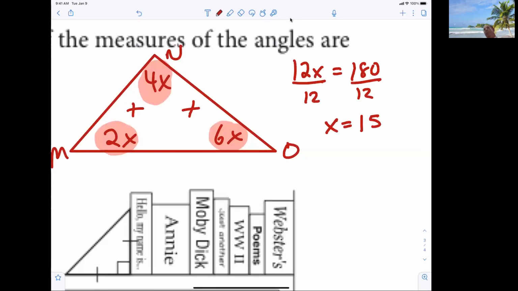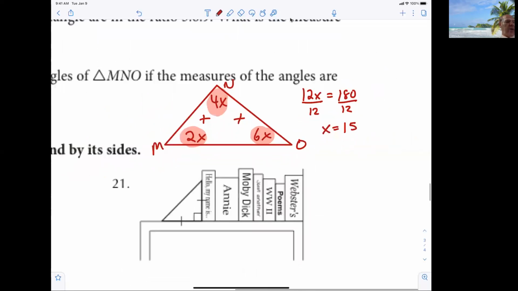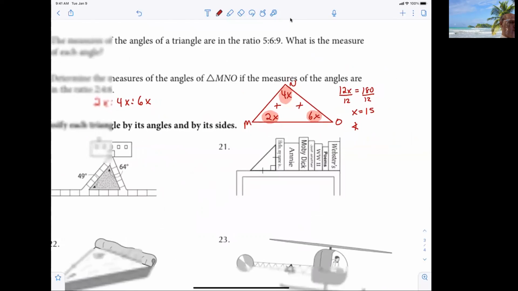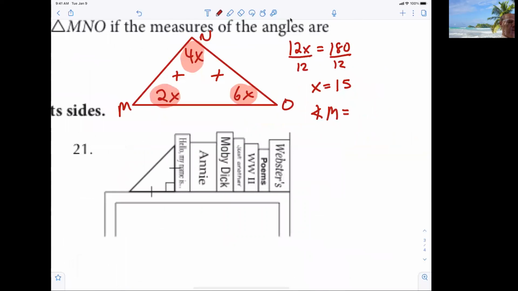So x is 15. But I haven't answered the final question because we have to find the measure of the angles. So measure of angle M. What would measure of angle M be? M is 2x. What is x? So what's M? 30. Thank you, Cole.